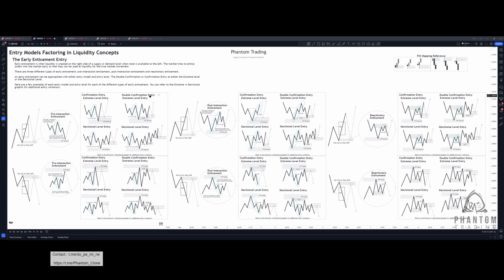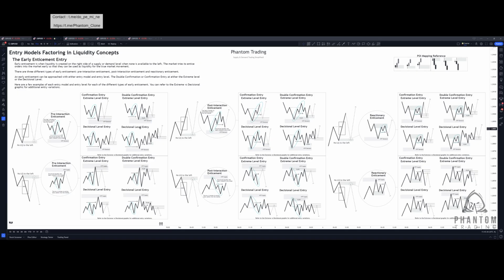If we look at the double confirmation entry at the extreme level entry, we can see that price sweeps the pre-interaction early enticement, taps into the higher time frame demand level. We see a break of the last point of supply. Price then trades into our first level of respect that's formed. Price then breaks the last point of supply, forming our tradable zone. When price trades into that demand zone, we can look to trade long.